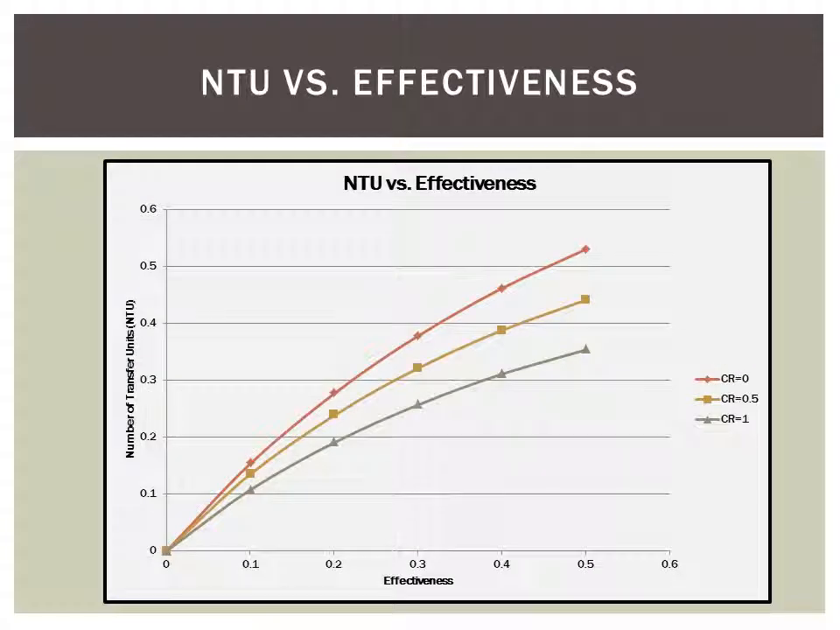This graph shows the number of transfer units versus effectiveness. The three lines represent varying values of CR, which is the heat capacity ratio.